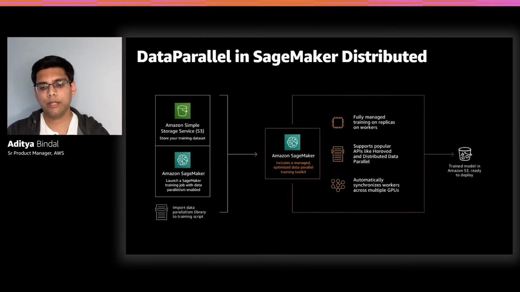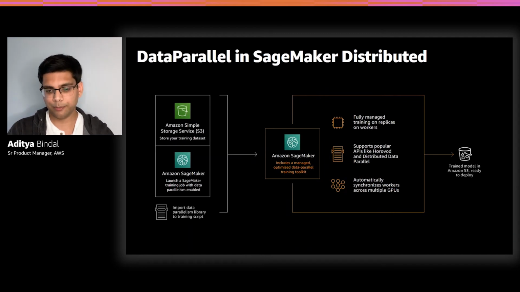Architecturally, there's no change in how you use SageMaker to train models when you enable DataParallel with SageMaker Distributed. So your training data are still in S3. You create a training job using the SageMaker Python SDK and the framework estimators. And when the job completes, you have a saved model artifact in S3 that you can deploy with SageMaker hosting.